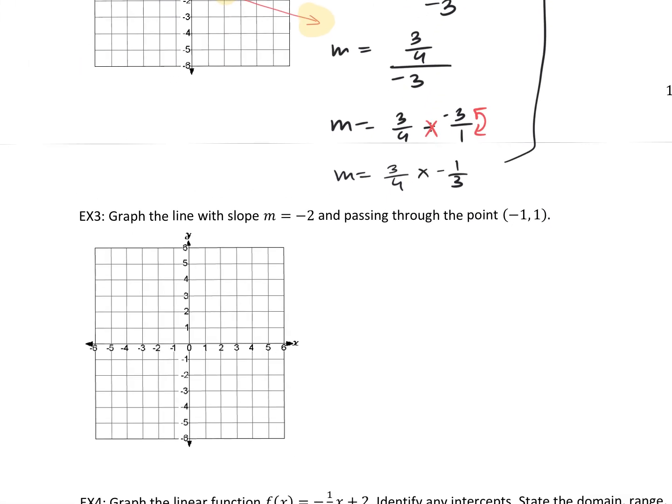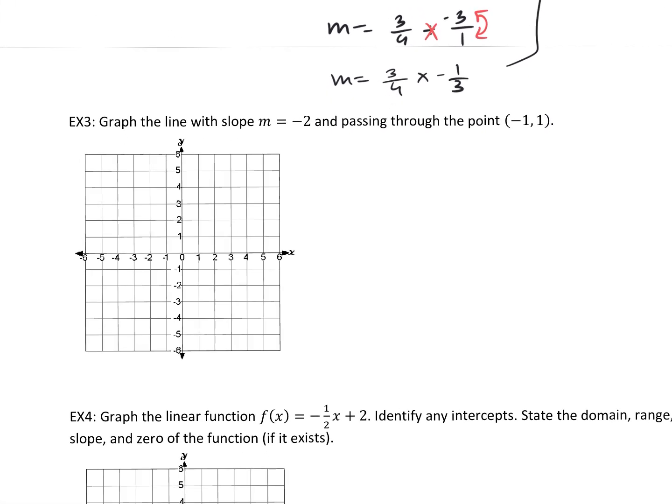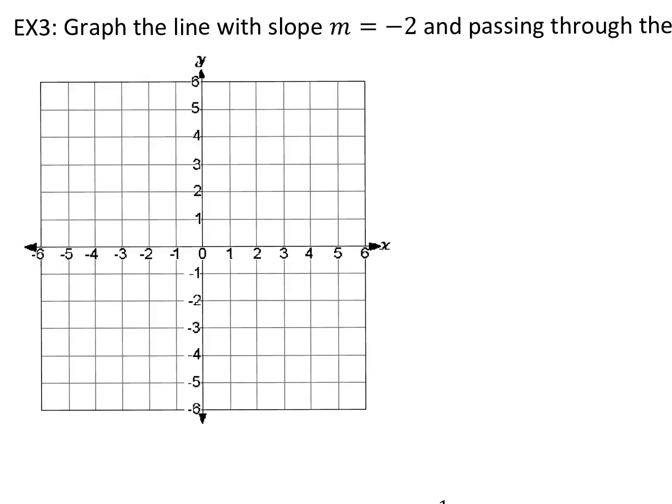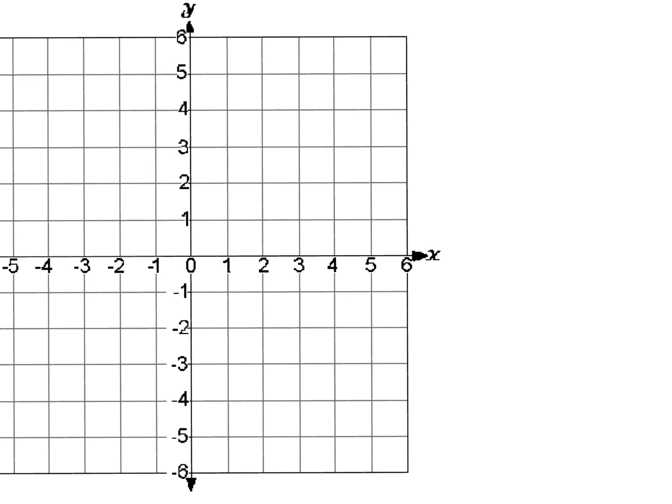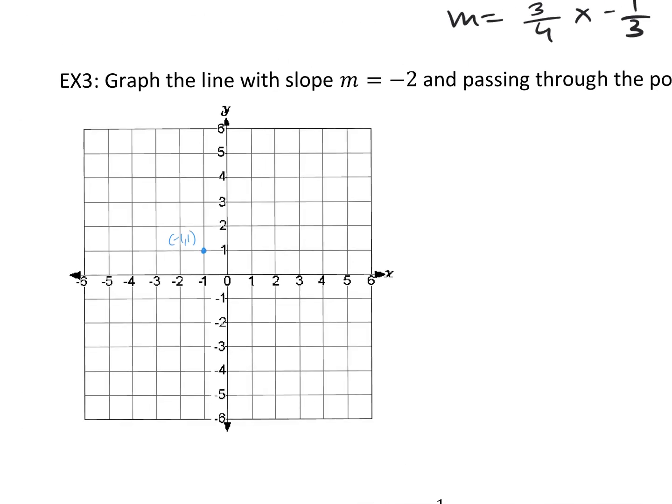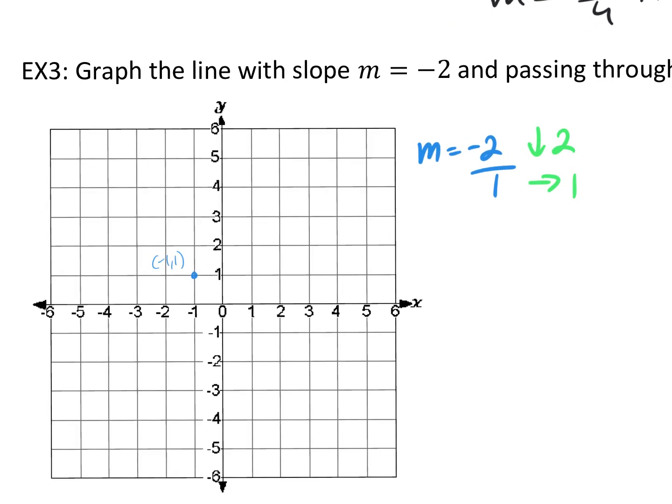Alright, let's take a look at example 3. Graph the line with a slope of m equals -2 and passing through the point -1, 1. With a slope of -2 and the point -1, 1, we have x is -1 and y is 1. That's going to be here. -1, 1. And then we know our slope is -2. If I put this over 1, we can get our directions. We go down 2 units, positive 1 unit. So down 2 over 1.